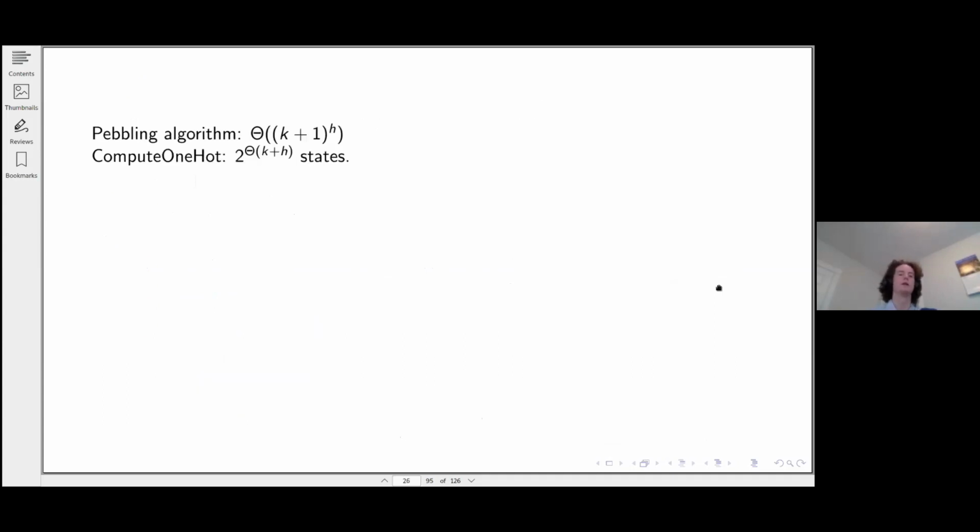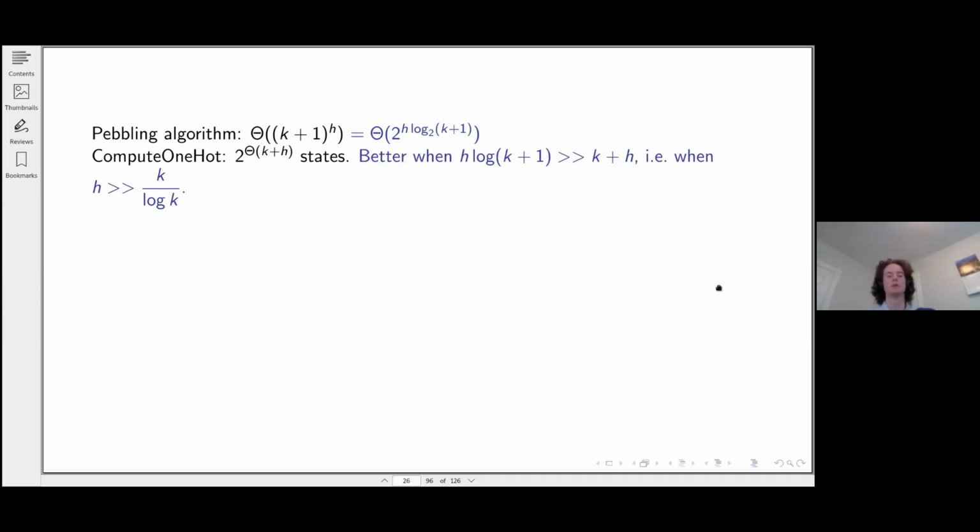Okay, so let's compare. Pebbling algorithm is k plus 1 to the h, and our new algorithm is 2 to the order of k plus h. So in order to compare these two, let's rewrite the Pebbling algorithm as using 2 to the power h times log of k plus 1. So now that means the one-hot algorithm is better when h times log of k plus 1 grows faster than k plus h. So that's the same thing as when the height of the tree h grows much faster than k over log k. Okay, so we've beaten the Pebbling algorithm in some settings.